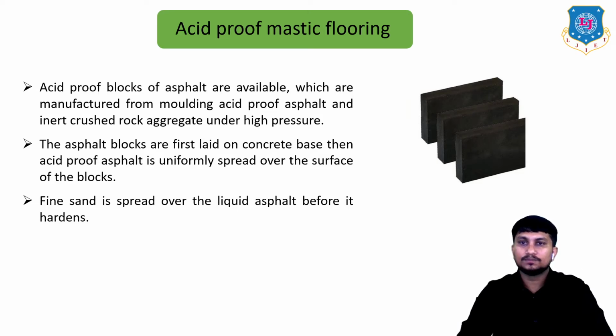Acid-proof blocks of asphalt are available which are manufactured from molding acid-proof asphalt and inert crushed rock aggregate under high pressure. The asphalt blocks are first laid on concrete base, then acid-proof asphalt is uniformly sprayed over the surface of the blocks. Then fine sand is sprayed over the liquid asphalt before it hardens. Okay, this is how the acid-proof mastic flooring is constructed.